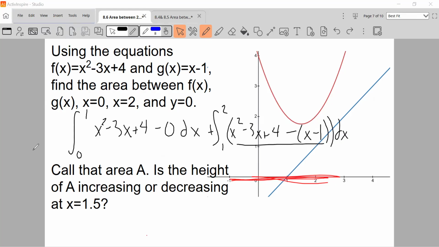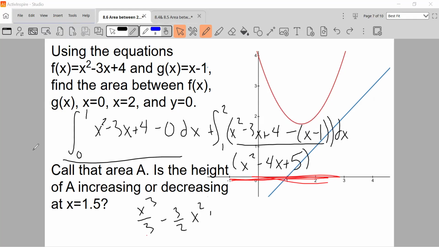Before integrating, I'm probably simplifying this down to x squared minus 4x plus 5. And then I'll integrate. This left chunk is going to become x cubed over 3 minus 3 over 2 x squared plus 4x. Evaluate that from 0 to 1. Plus, and then this is going to become x cubed over 3 minus 2x squared plus 5x from 1 to 2.